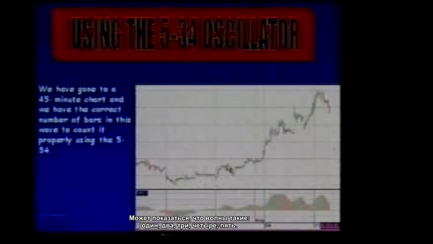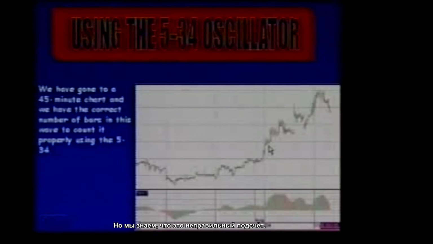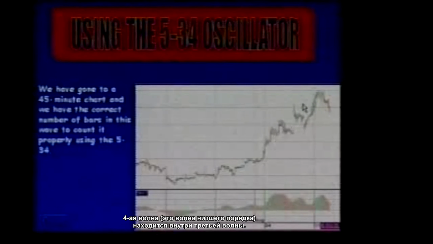It may look like that's a 1, 2, 3, 4, 5. In fact, most people who count it using the price bars would say that's exactly the count. What we know is that is not the correct count, that this is wave 1, this is only wave 3. This is wave 3, 4 inside of 3, but this tells us that this third wave is not over.